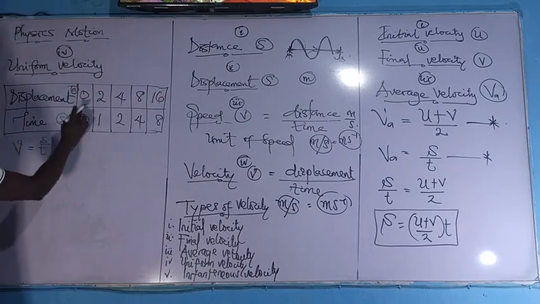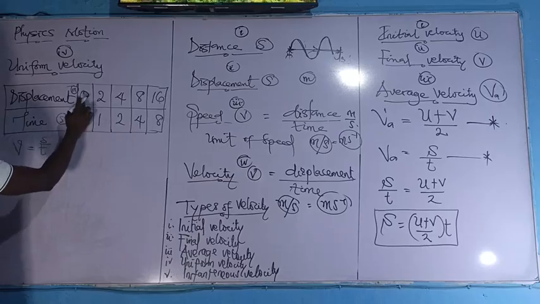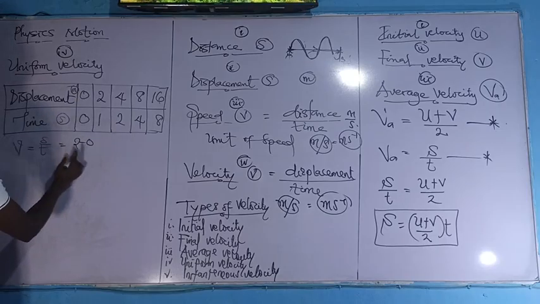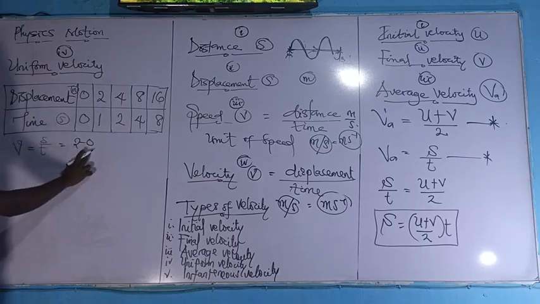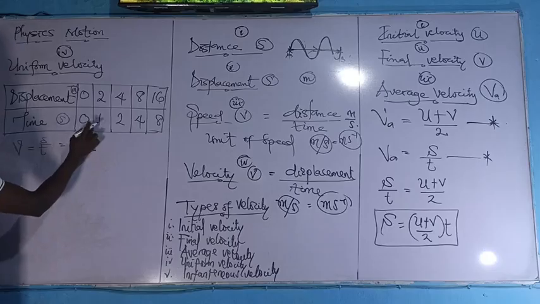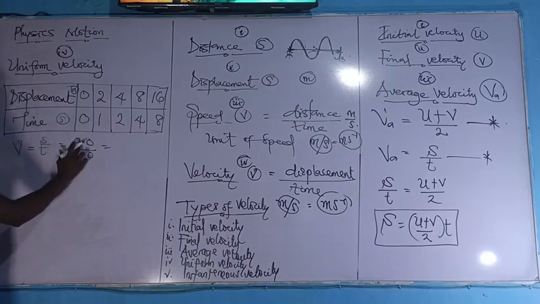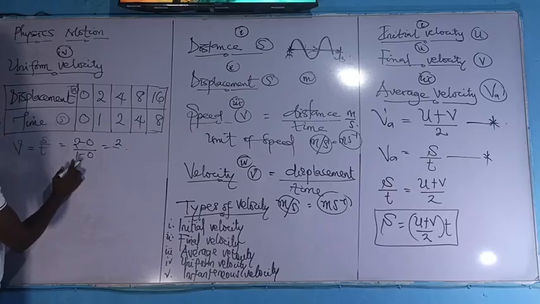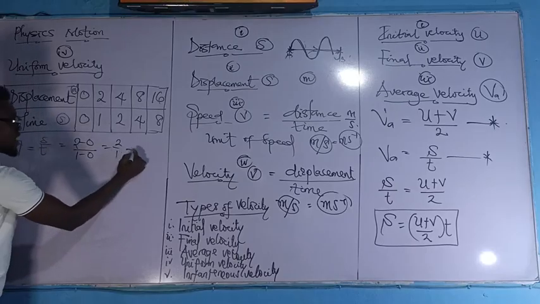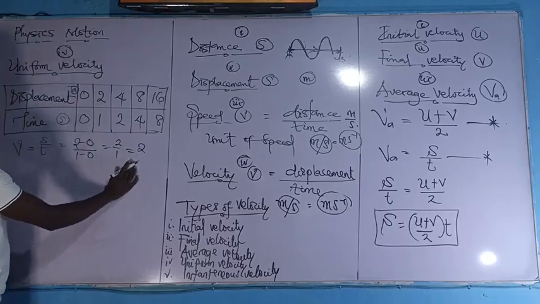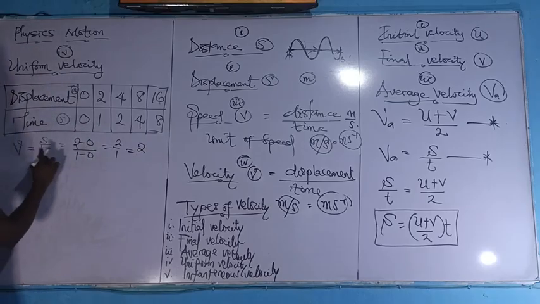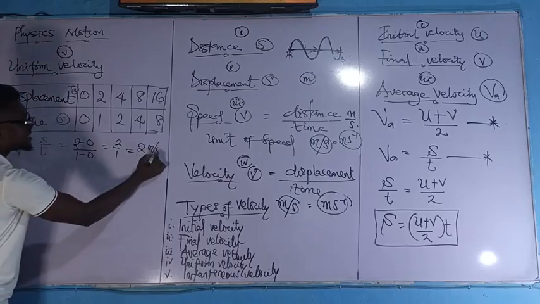So, we have the displacement changing from 0 to 2. Then we have 2 minus 0, which is the change in displacement. Then the time changes from 0 to 1, that is 1 minus 0. So if you simplify this, 2 minus 0 is 2, 1 minus 0 is 1, and 2 divided by 1 will give 2. Hence, distance over time, the unit becomes meter per second.